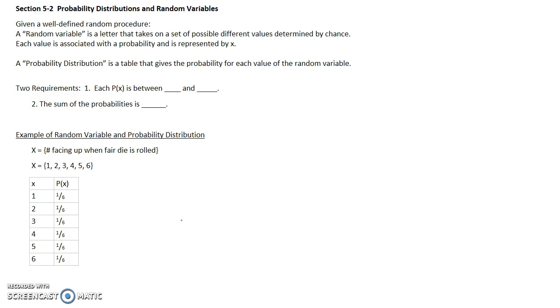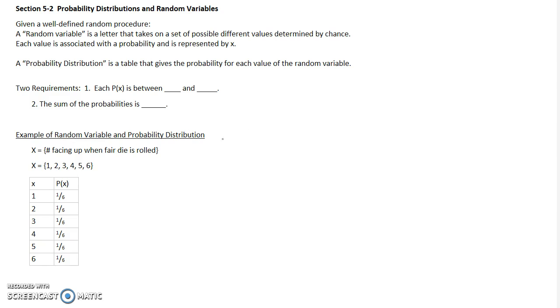So let's talk about discrete probability distributions. Given a well-defined random procedure, a random variable is the letter that takes on the set of possible different values determined by chance. Each value is associated with a probability and is represented by x. I'm going to talk about these up here and what the requirements of a probability distribution are. But let's take a second and just understand a basic probability distribution.